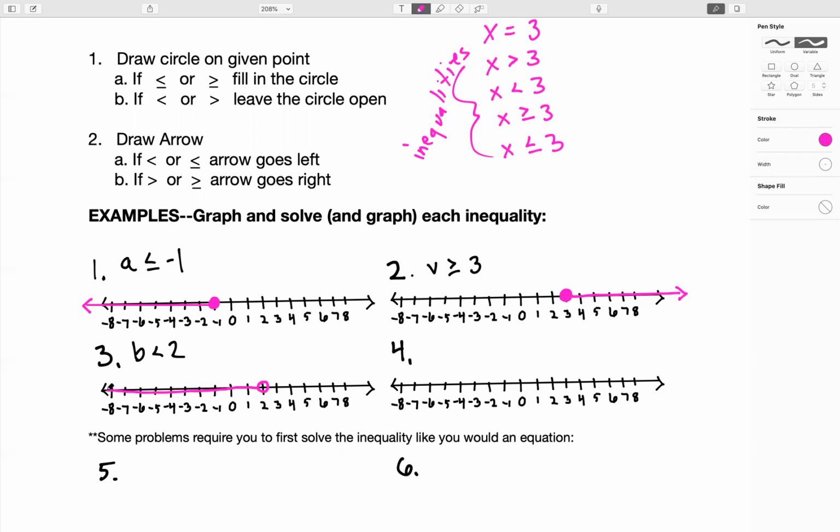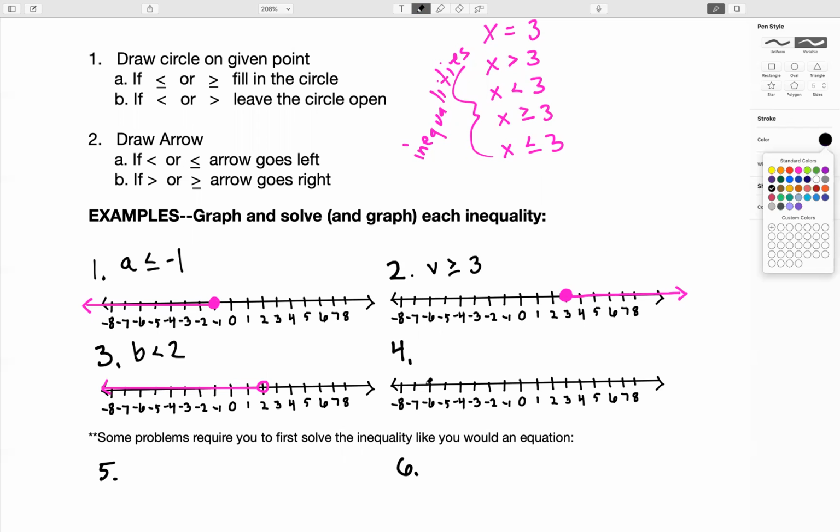So your graph should look like this. And what this is, folks, this represents what b is. It's everything less than 2. It does not include 2, though, and that's why we leave the circle open. In the earlier case, this is everything less than or equal to -1, but we're including -1.